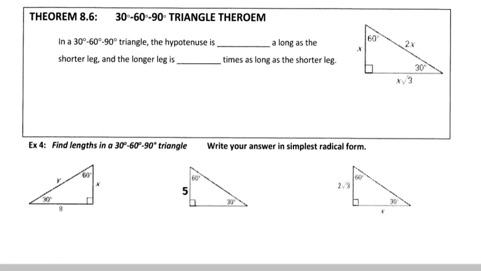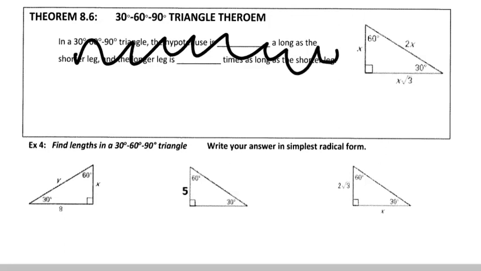Now, how this works, I'm not even going to write this in right here. How this works is there is a ratio of sides that you know is definitely going to be true. You'll have 30 degrees, 60 degrees, and 90. You'll have a short side, a medium side, and a long side. The ratio of the sides is going to be 1, 2, rad 3.